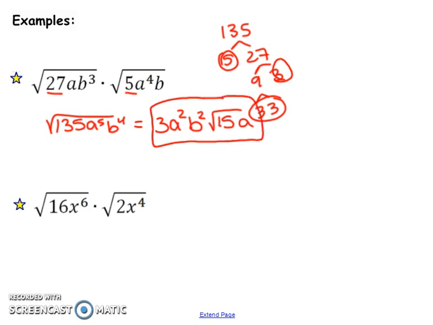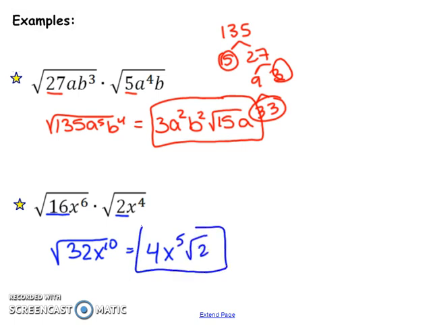Okay, and the last one, 16 and 2, is going to give me 32, x to the 10th. So 32 is going to be 4 radical 2. So I have 4x to the 5th, radical 2.